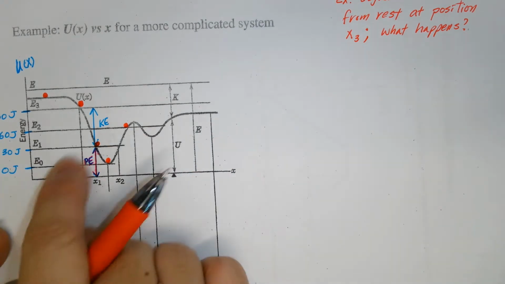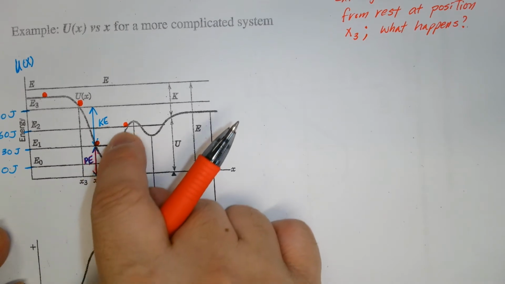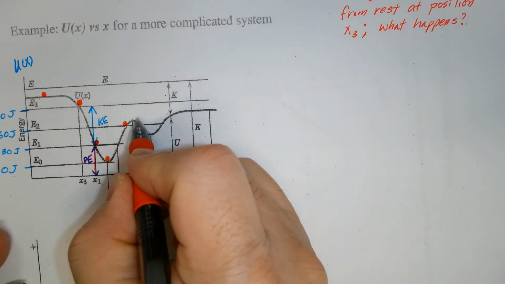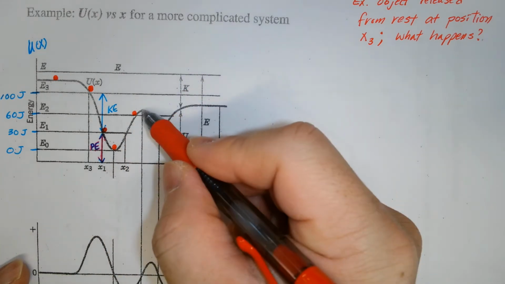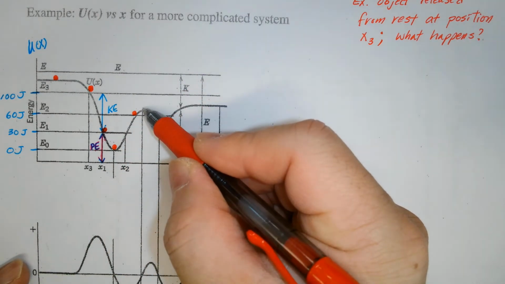Okay. So as it goes up, it's going to slow down, slow down, slow down, and then it goes over the hump. Will it go over the hump? Or will it just fall back down? Will it go over the hump? Why?